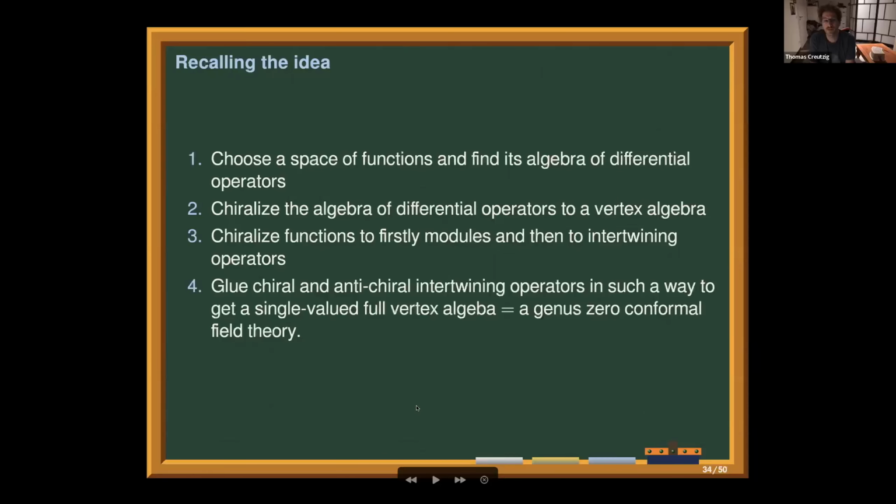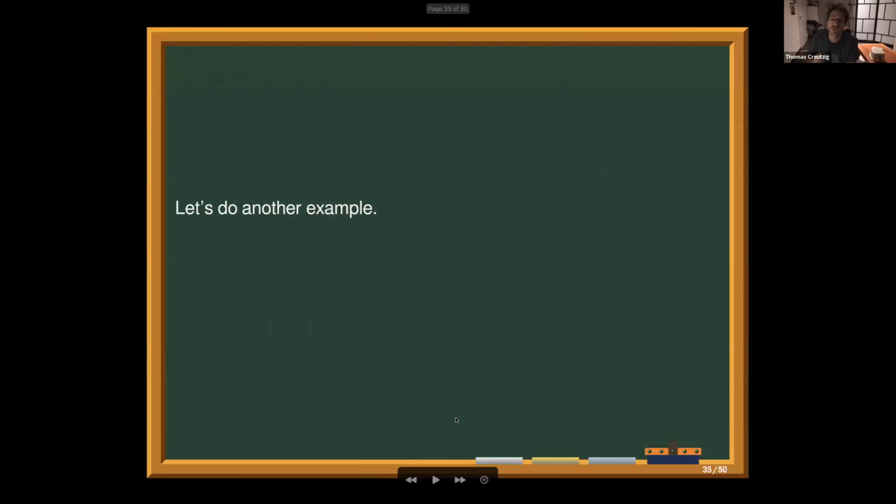But if we then take a second copy of the symmetry algebra, the antichiral algebra, that means everything depends on a barred quantity, a complex conjugate one, then gluing it in an appropriate way gives us single valued fields, so correlation functions and operator product algebras that only depend on the absolute value of the difference of insertion points.